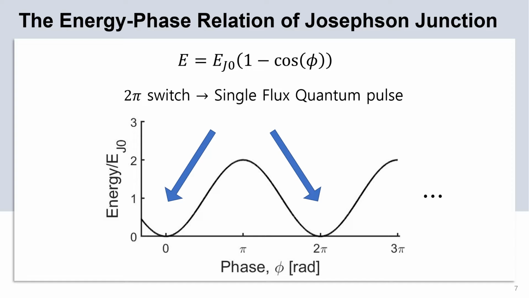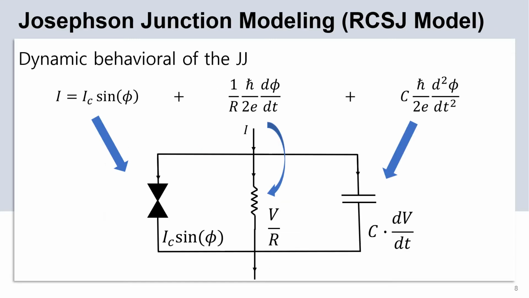From the equations shown in the previous slide, the energy of the junction can be extracted. It can be seen that the junction prefers to be at 2 pi n phase difference, where n is an integer, which means that the junction prefers to be at 0, 2 pi, 4 pi, 6 pi, and so on. Each 2 pi switch of the junction produces a single flux quantum pulse, an SFQ pulse, meaning if the phase of the junction changes by 2 pi, let's say from 0 to 2 pi, then the junction produces an SFQ pulse.